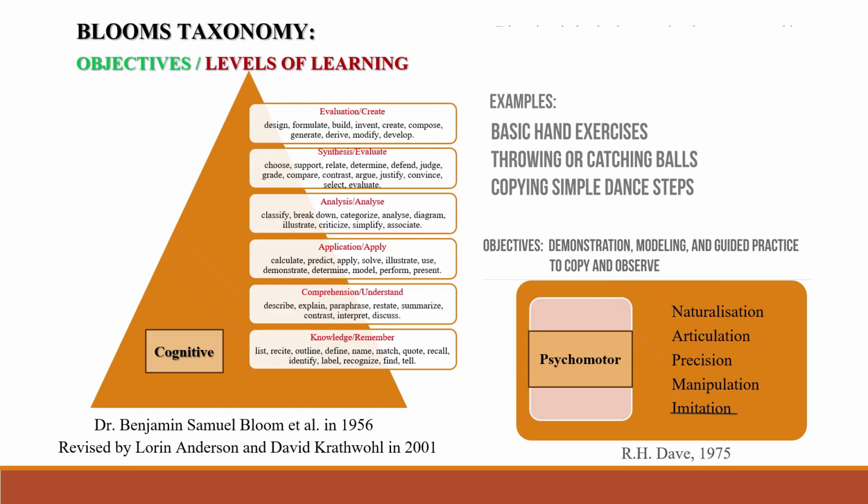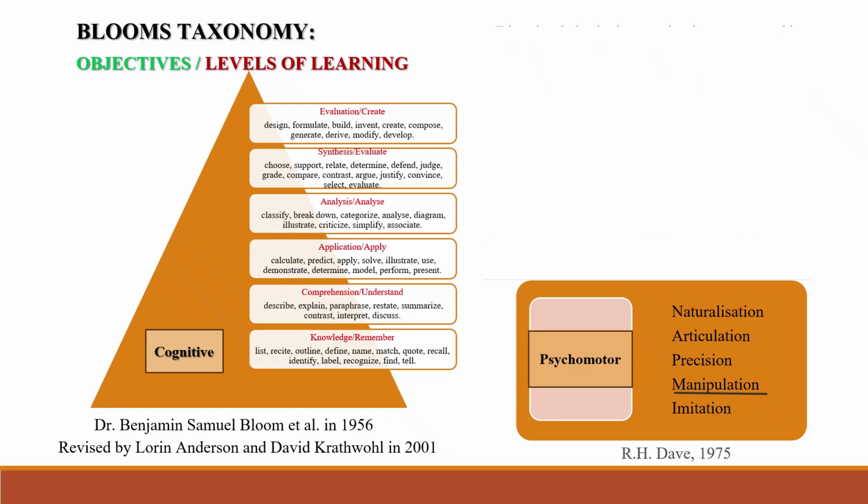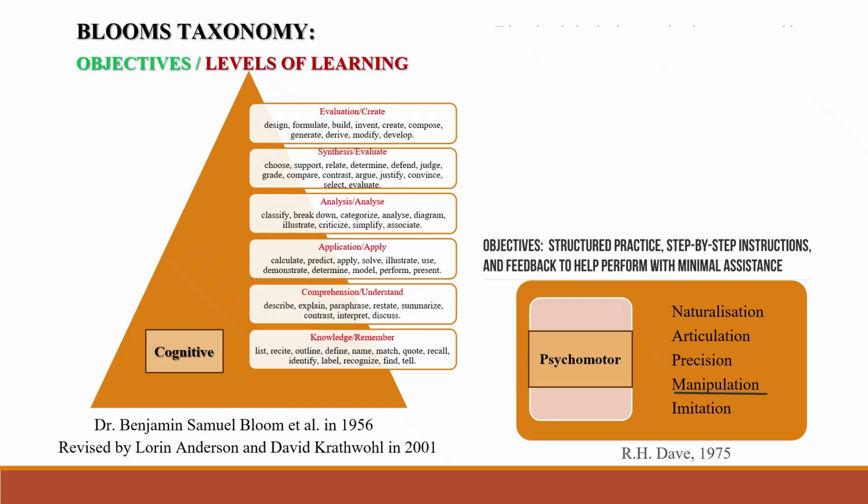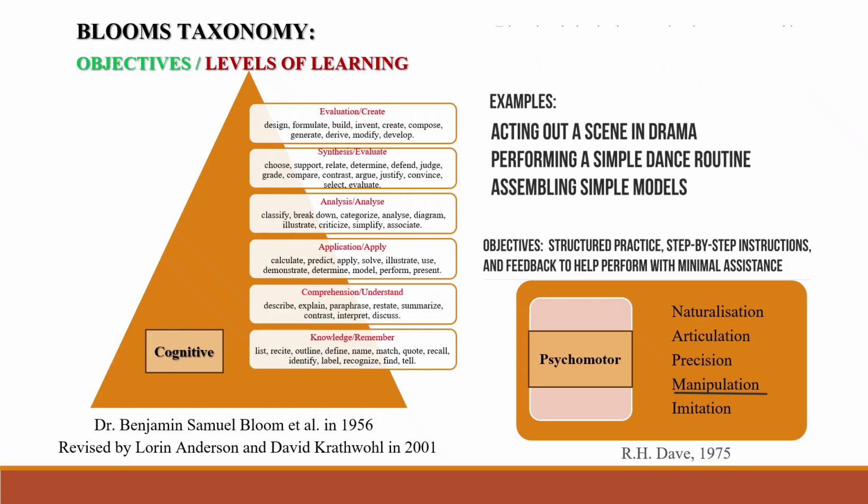Next, the second level. It is known as manipulation. The objectives are structured practice, step-by-step instructions, and feedback. Here, learners perform tasks by memory or by following step-by-step verbal or written instructions with minimal assistance. It helps to gain basic proficiency. For example, acting out a scene in a drama, performing a simple dance routine, assembling simple models.